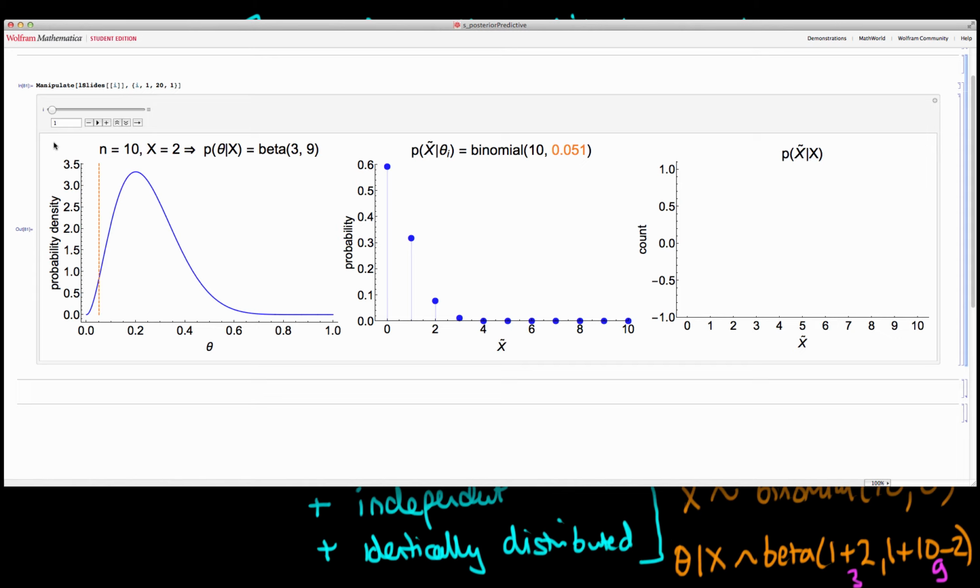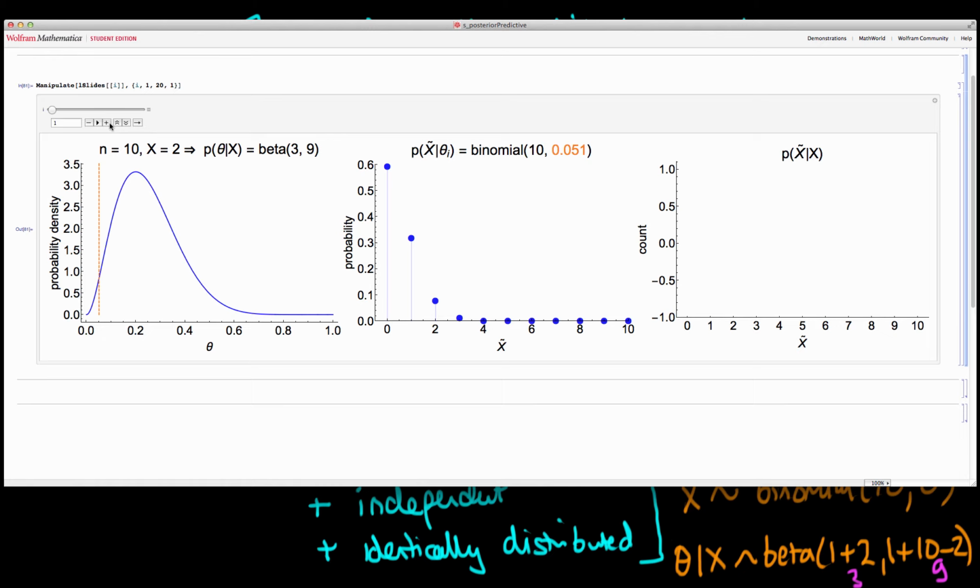On the left-hand plot here, I have the posterior distribution. As I said before, that's a beta 3,9 distribution. In the middle plot here, I show a binomial probability distribution which is conditional on the value that we sample from our posterior. In our posterior, I show the value that we independently sample as this dotted orange line here, which turns out to be about 0.051. And you can then plot what a binomial distribution with a sample size of 10 and a probability of 0.051 looks like, and it looks something like this.